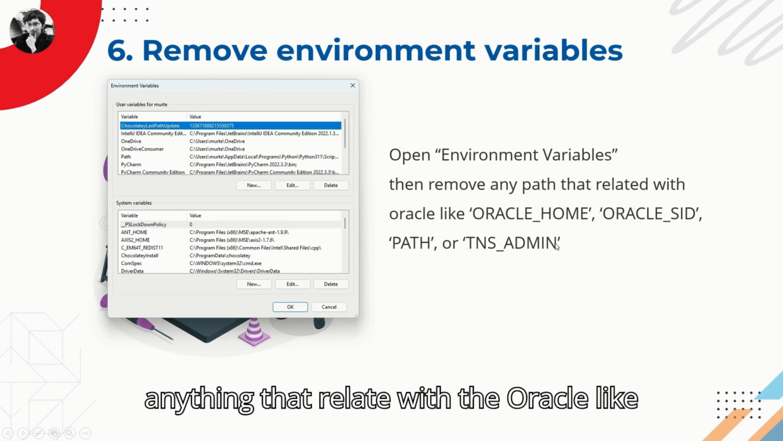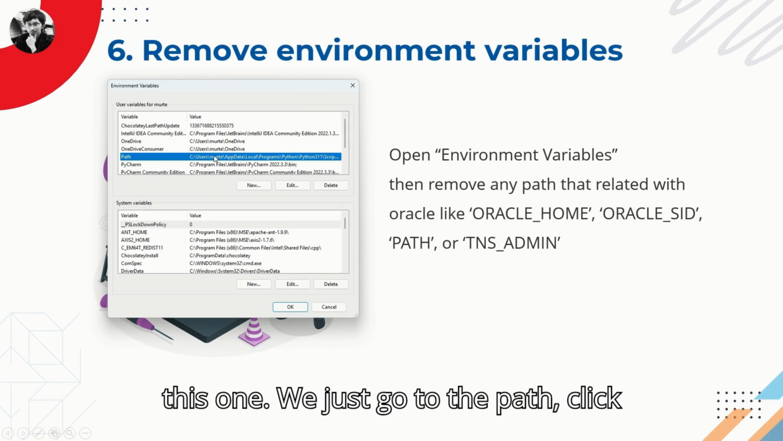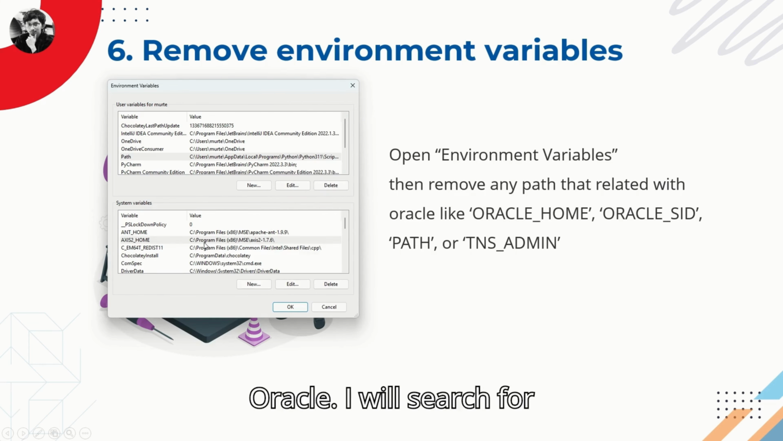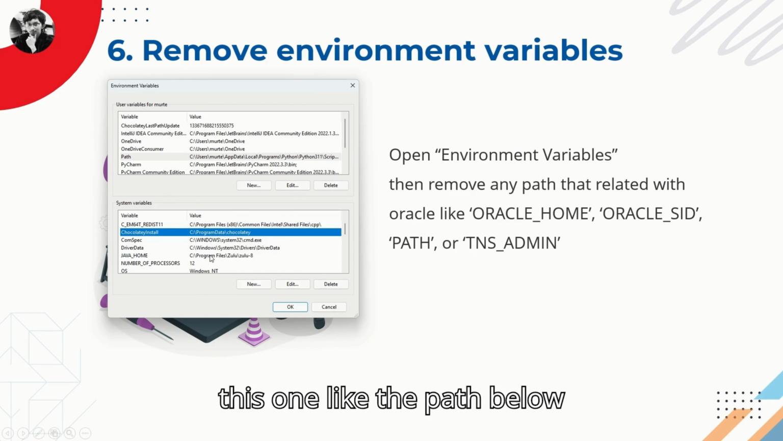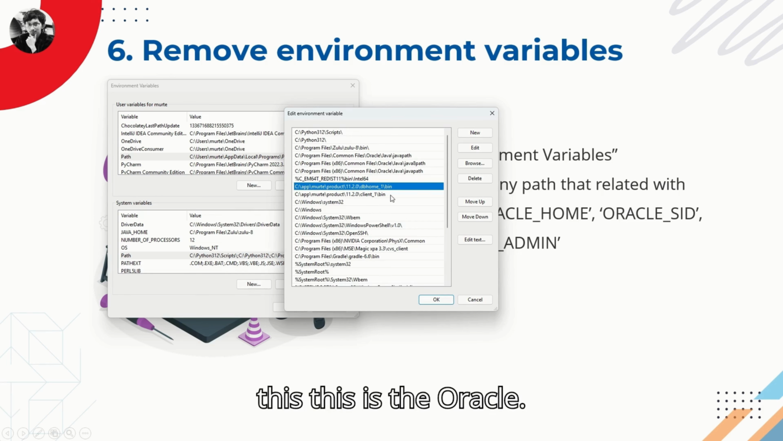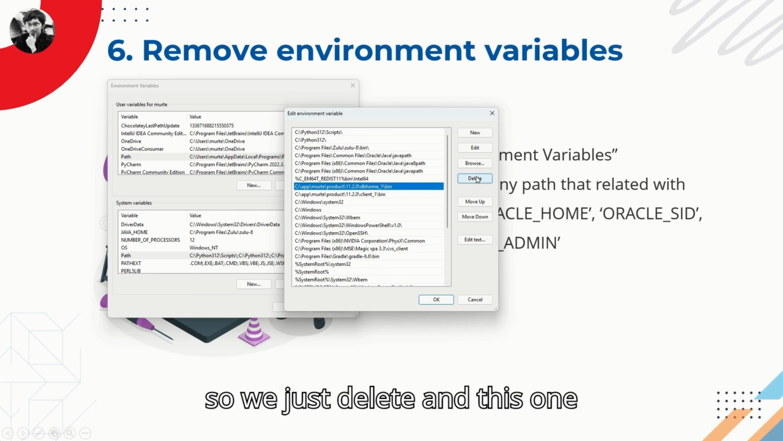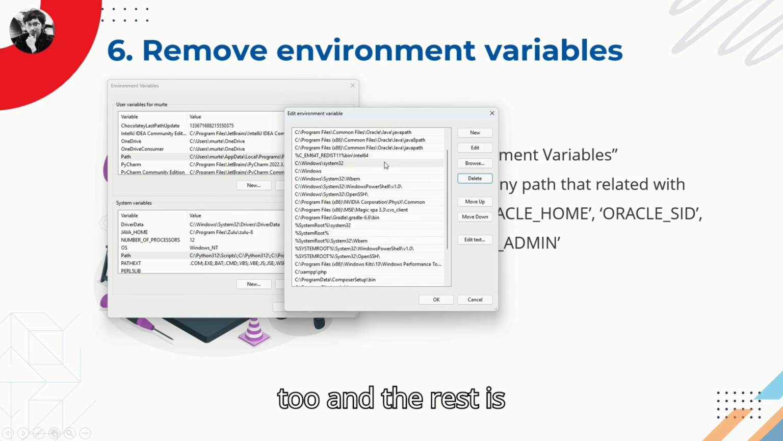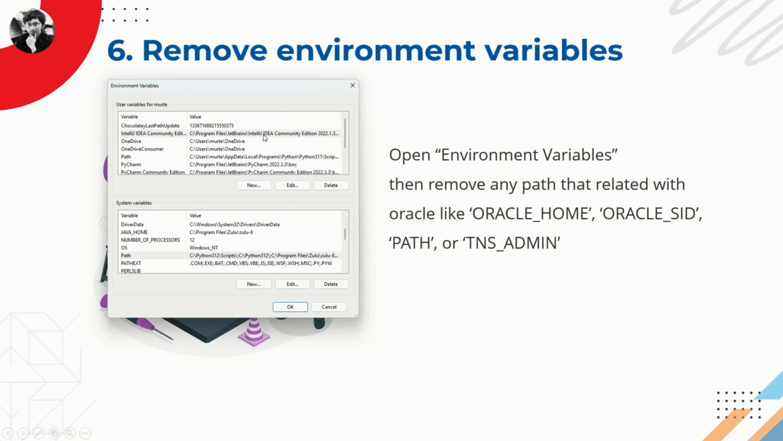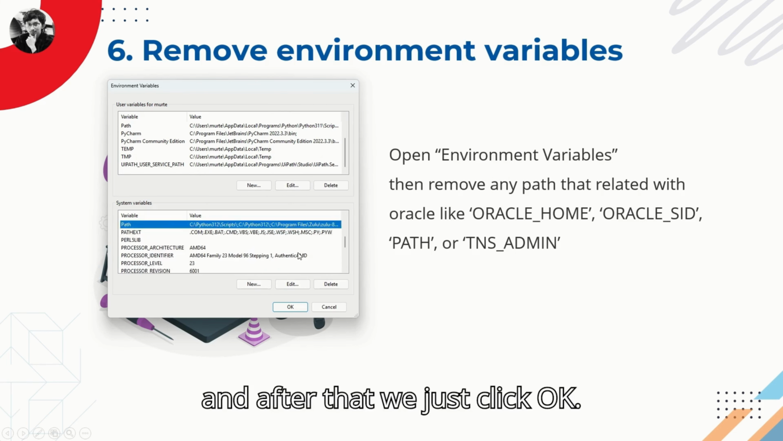or anything that relates to Oracle. Like this one, we just go to the path, click edit, and search for any directories that relate to Oracle. I will search for this one, like the path below. This is the Oracle installation folder, like 11.2. So we just delete, and this one too, and the rest is for your other applications, so leave it as it is. And after that, we just click OK.